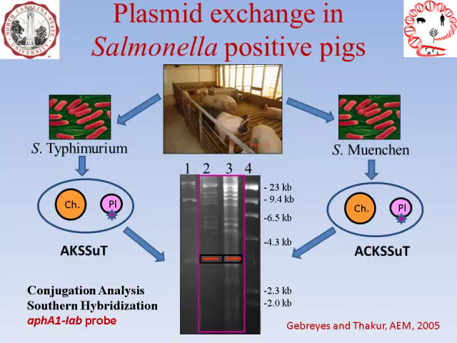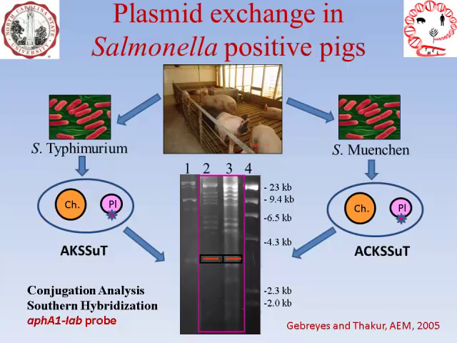We have also shown very clearly that in a swine farm, different serotypes of Salmonella can exchange plasmids and different resistance genes. So here's a group of pigs, same group of pigs. We isolated two different serotypes, Typhimurium and Munchen. They were penta-resistant: ampicillin, kanamycin, streptomycin, sulfamethoxazole, tetracycline. We found that all these genes coding for these five different antimicrobials were present on a plasmid, and both serotypes had the same plasmid.